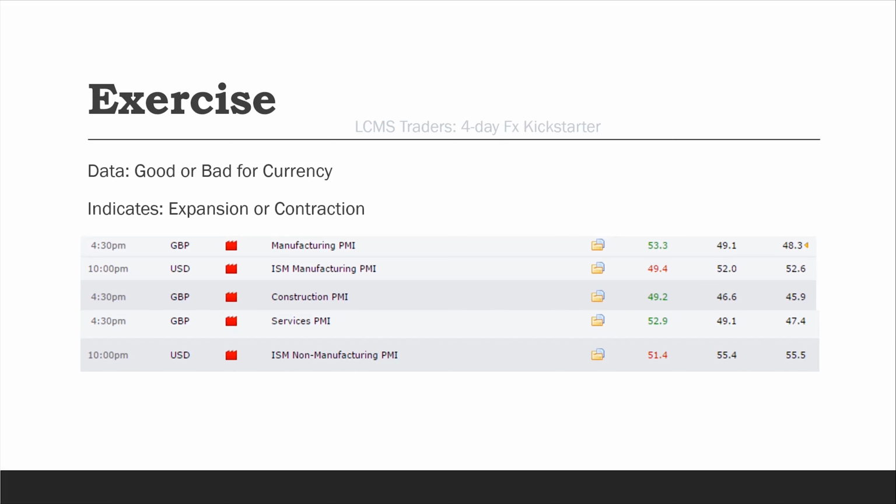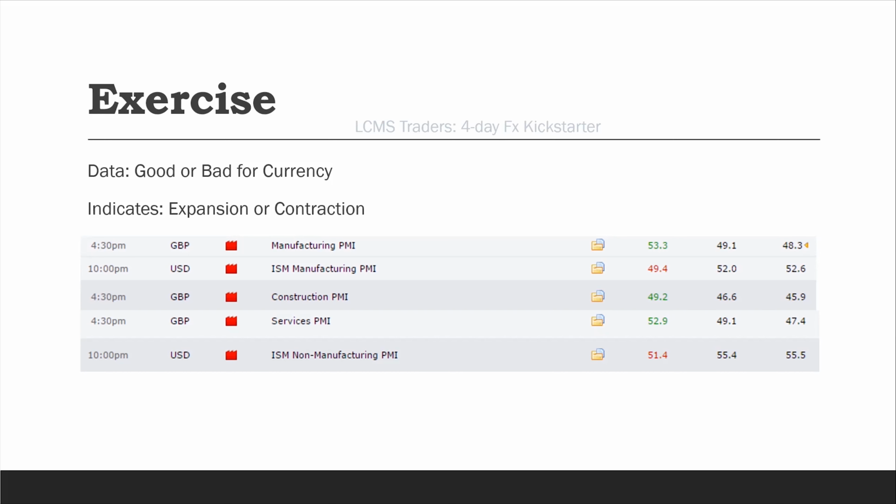Second last one, pound services PMI was 47.4. Expected, forecasted 49.1. Released 52.9. So you can see that the services PMI went from 47.4 to 52.9. Is that good or bad for the economy? I hope you're saying good, because 52.9 is a lot better than previous at 47.4 and also better than 49.1.